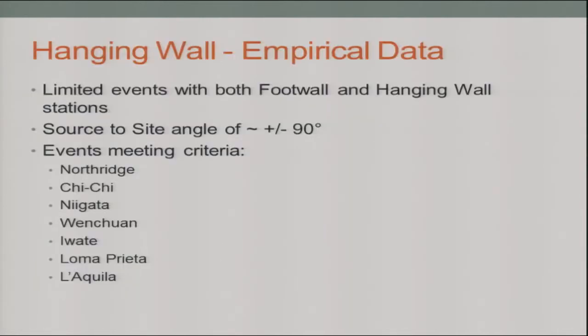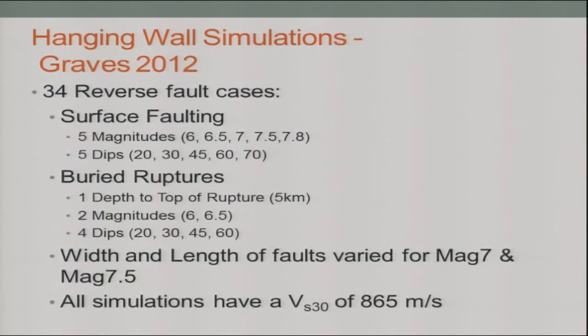And there weren't that many to begin with. So we have Northridge, Chi-Chi, Niigata, Wenchuan, Iwate, Loma Prieta, and Lucerne. So there really wasn't a lot that we could try to constrain the hanging wall model with. So with that, we turned to hanging wall simulations.